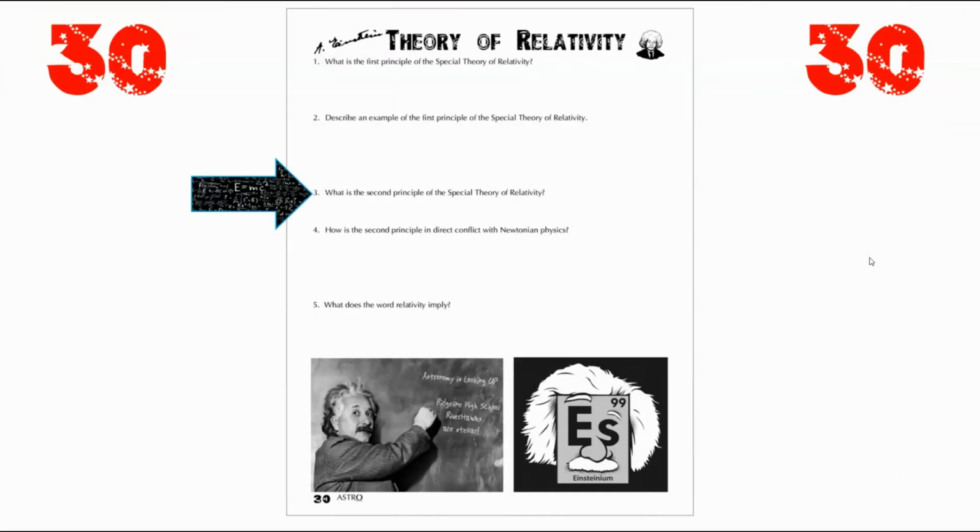The second principle of the special theory of relativity is that nothing will travel faster than the speed of light. Nothing travels faster than the speed of light. And the symbol for the speed of light is a lowercase c. And the c represents constant. The speed of light in a vacuum is constant, 300 million meters per second.